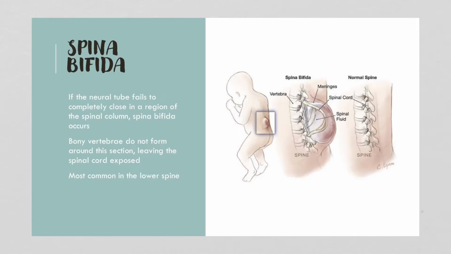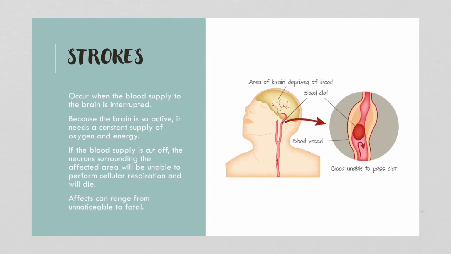An application you have to discuss is the condition known as spina bifida. So if the neural tube fails to completely close in a region of the spinal column, that condition is called spina bifida. So there's no bony vertebrae that will form around that section, so the spinal cord will be exposed. The most common site for spina bifida is in the lower spine, and it can cause paralysis in a baby if it's born with its spinal cord exposed.